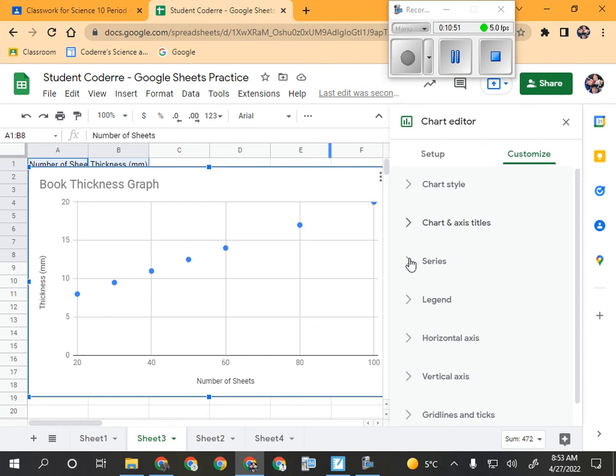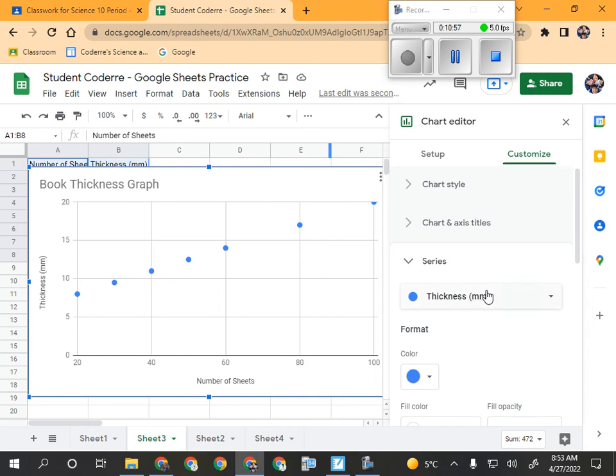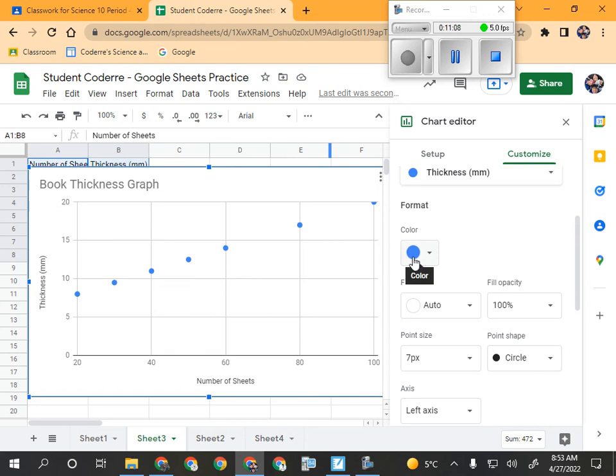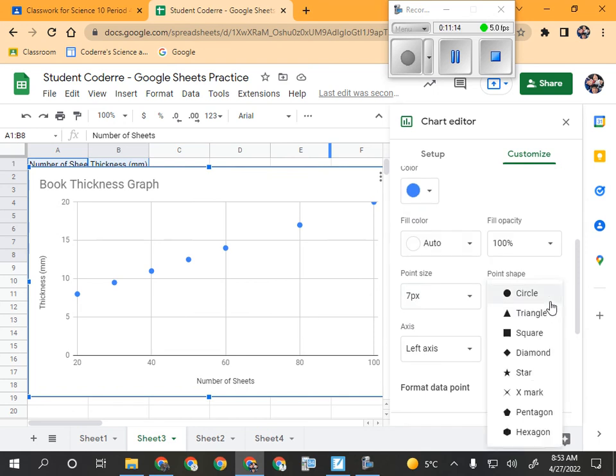Then we're going to go down to series. When you click on series, you get some of these options. The type of points are, okay, so we've got thickness there. I can make those points a different color if I want to. I can also make them different shapes. I can make them triangles or squares or diamonds or stars or whatever. I'm just going to leave it as circles.